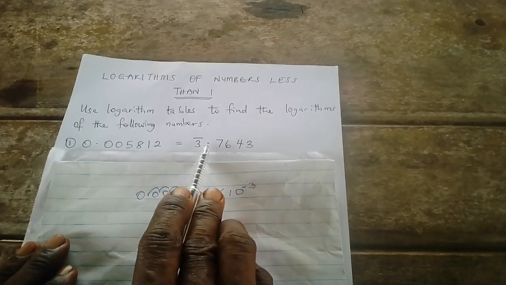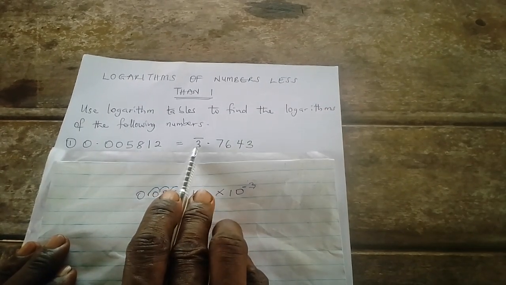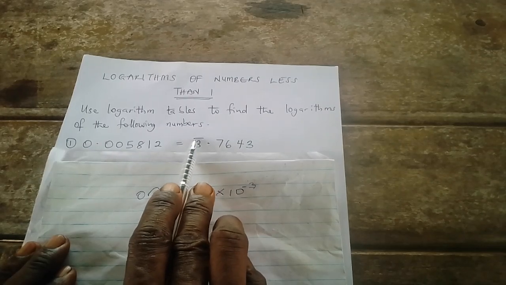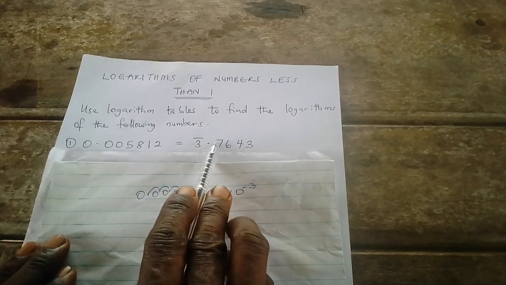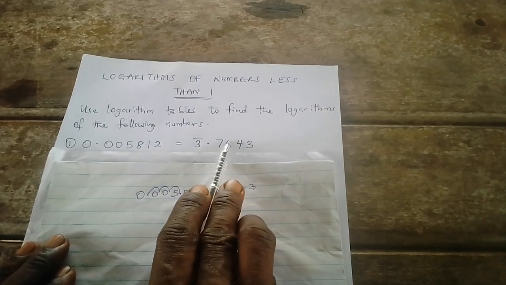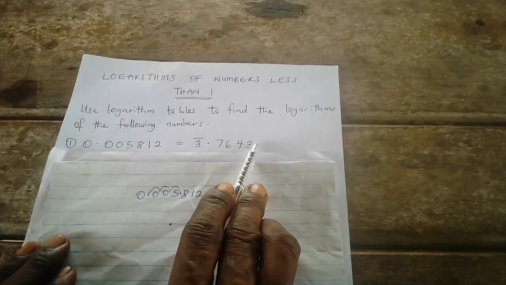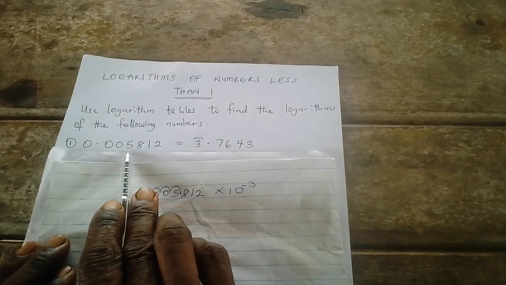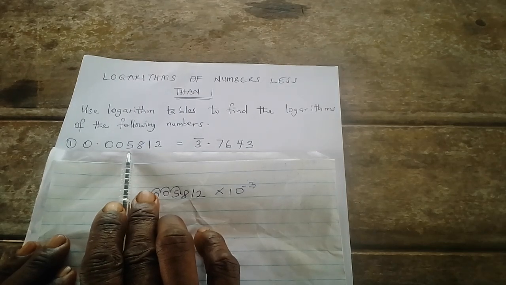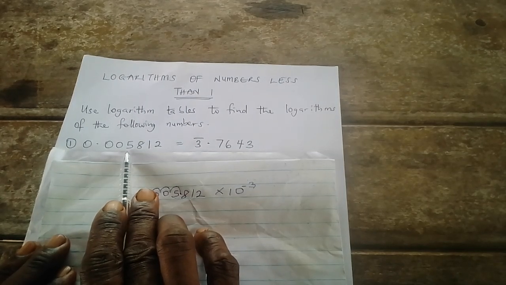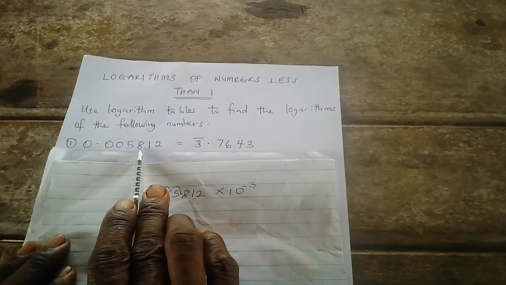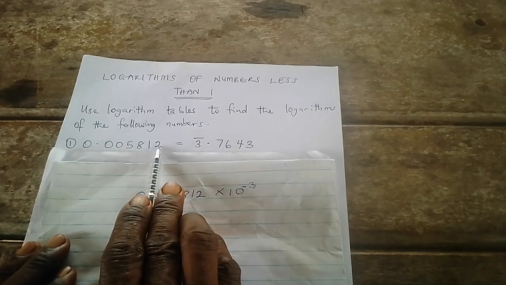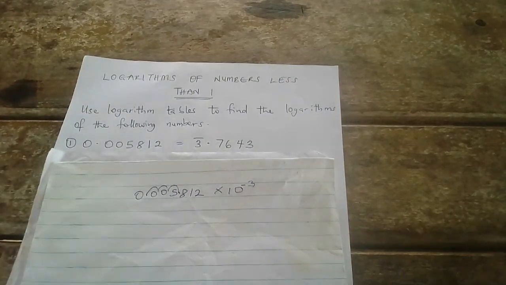So bar 3 point. It means that this minus only affects the 3. It does not affect any of the other numbers after the decimal. So you have bar 3 point. You now come to these figures. You have to pick the first two numbers, 5 and 8, which is 58, under 1, difference of 2. You come to your logarithm table.